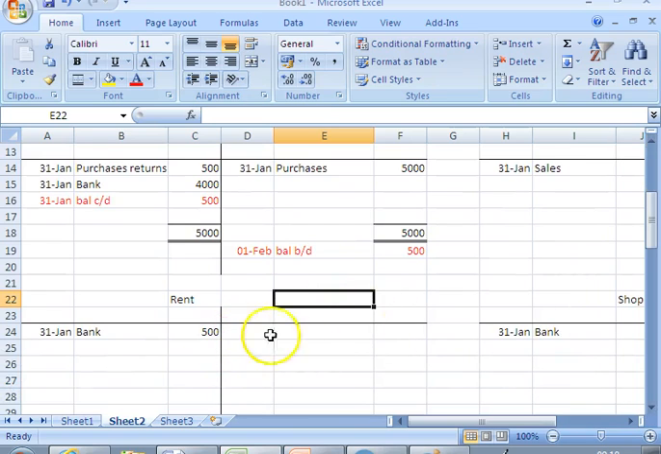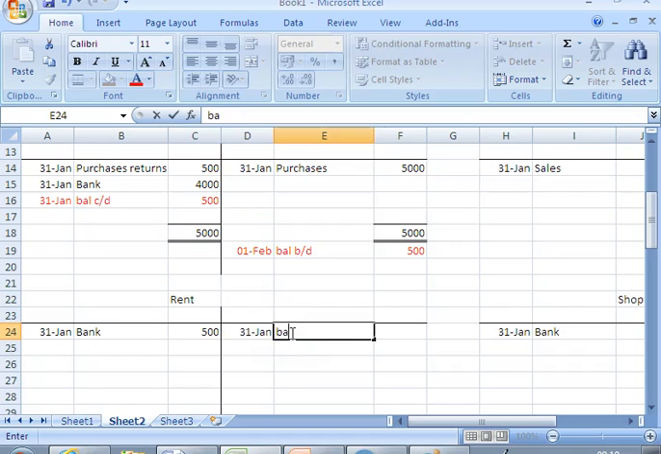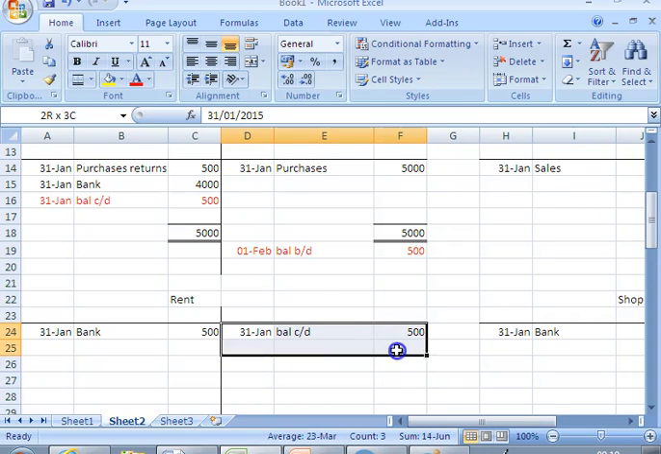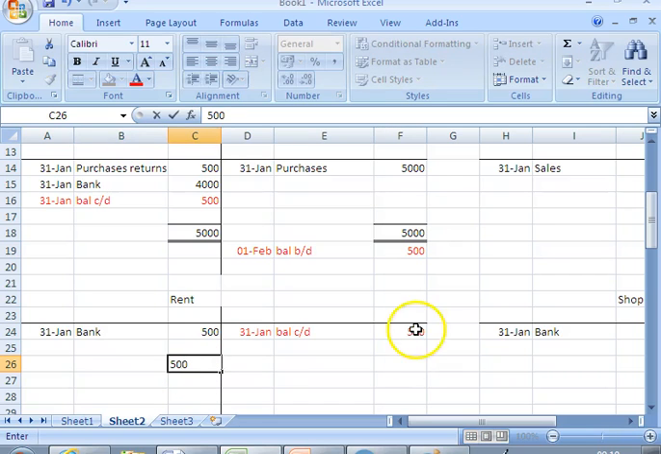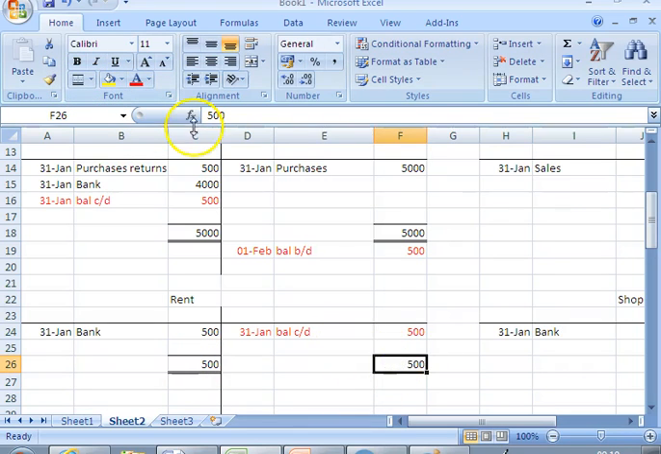Let's do one that typically has nothing on the other side. Basically, you compare both sides. This is the smaller side. So what do we have? We have the 31st of January, balance carried down, and then we write that, 500. Then we just add everything up. 500, 500. There you are.